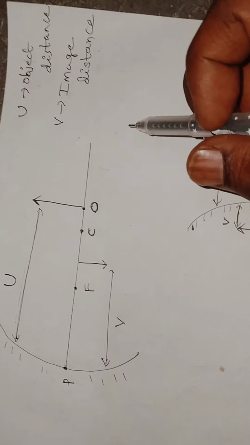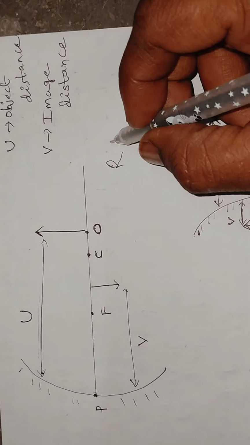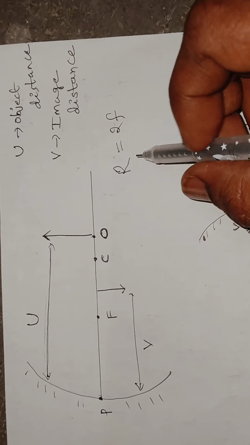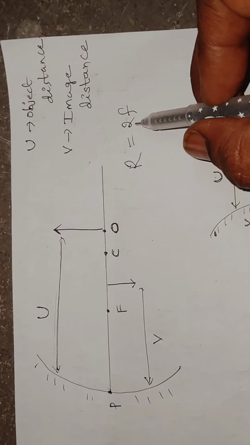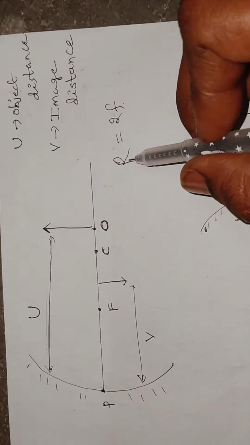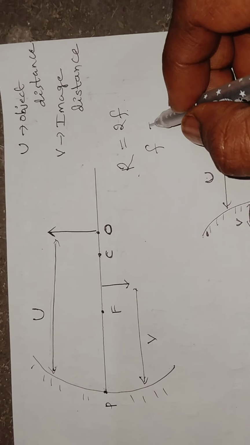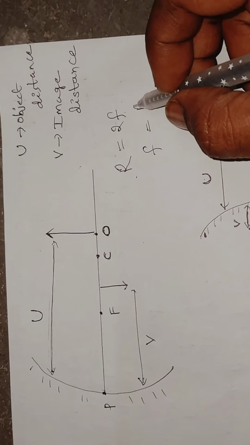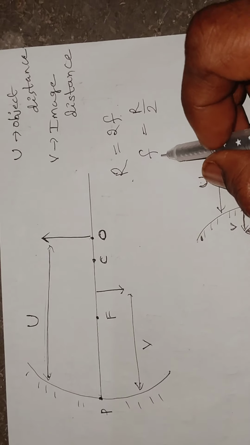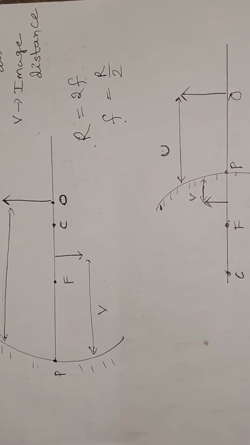What is the relation between focal length and radius of curvature? R is the radius of curvature. R is equal to 2f. R equal to 2f means twice the focal length of a spherical mirror is called the radius of curvature. So from this, f is equal to R by 2. Half of the radius of curvature of a spherical mirror is called the focal length of a spherical mirror.